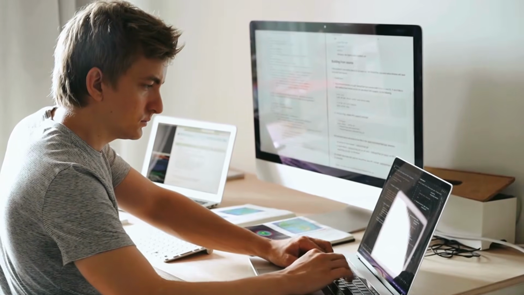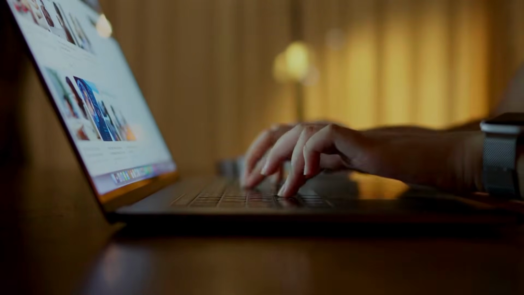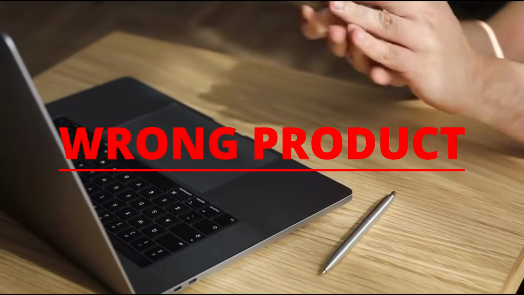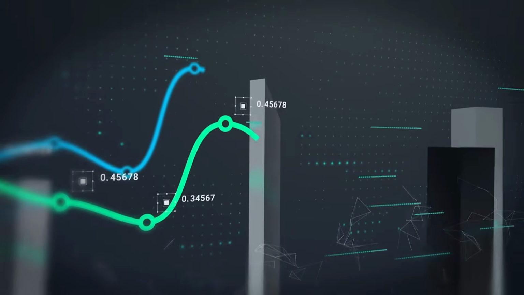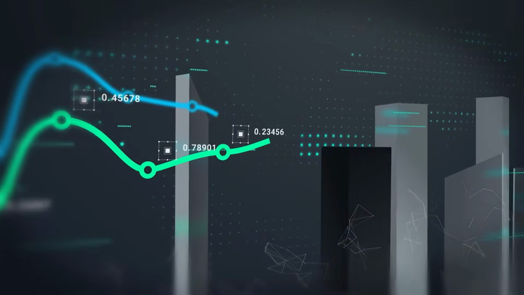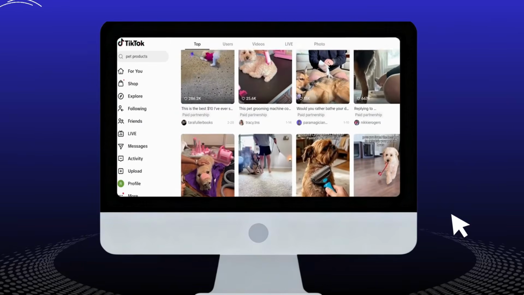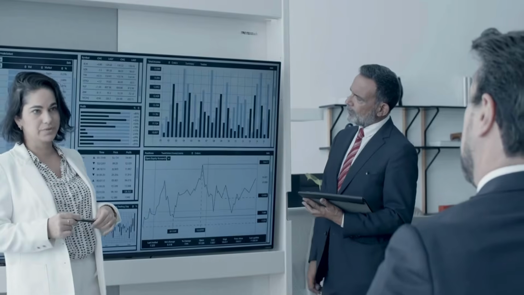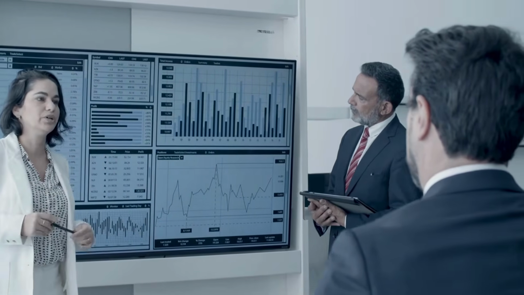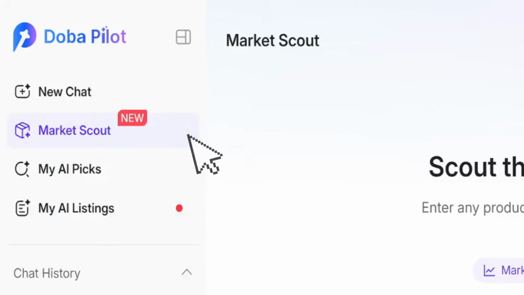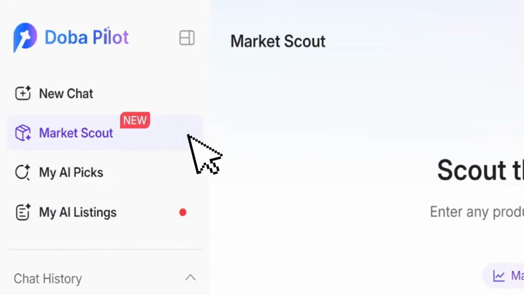Most new sellers don't lose money because they don't work hard. They lose money because they choose the wrong product from the very beginning. Maybe they copy a random Shopify trend. Maybe they pick something just because it looks popular. Or maybe they jump into a crowded category without knowing the demand, competition, or profit potential. That's exactly what Doba Pilot Market Scout is built to solve.